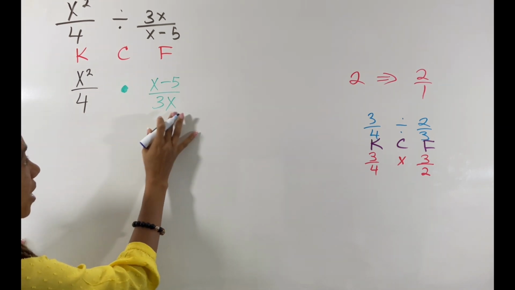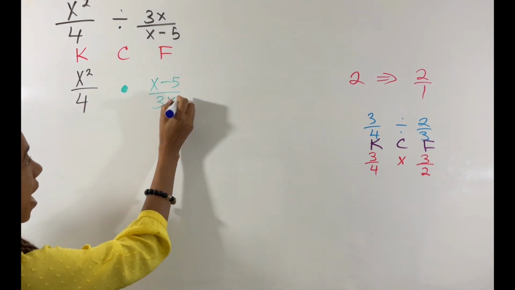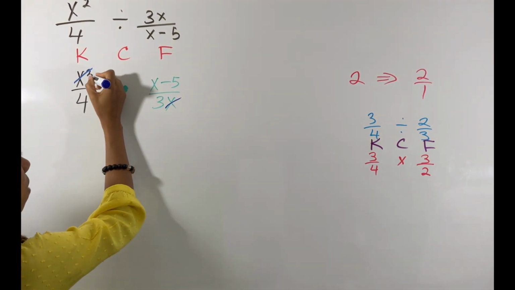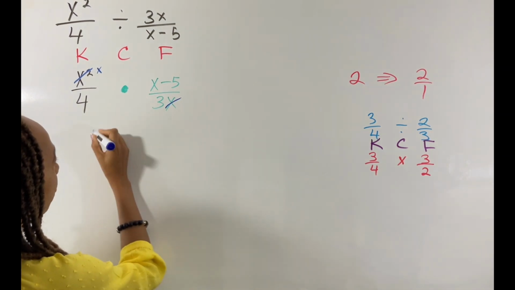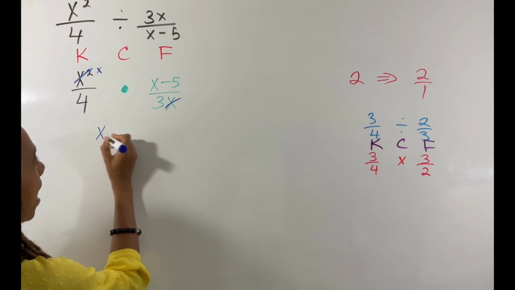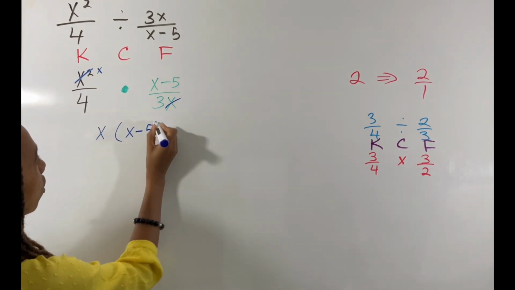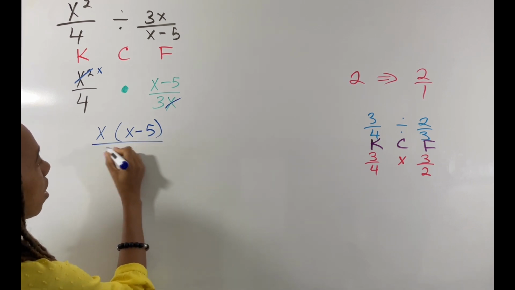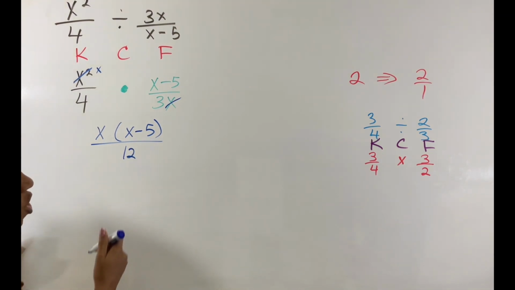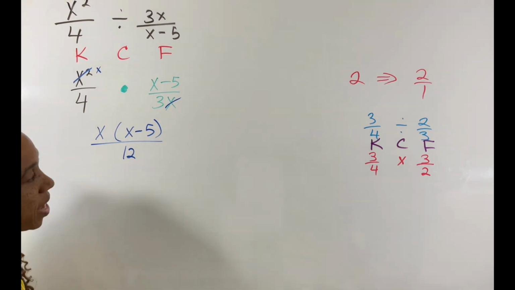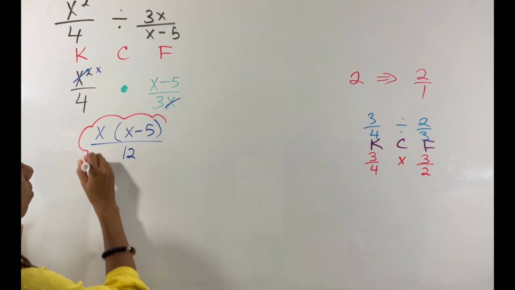But you have a 3x here and you have an x to the second power, so you can take away the x here, take away your x from the x to the second power, and you're going to be left with x. So your answer here, after you've done this, you now have x times the quantity x minus 5, over 4 times 3, which is going to be 12, and this is going to be your final answer. And I always say to my students, please, please box your final answer.